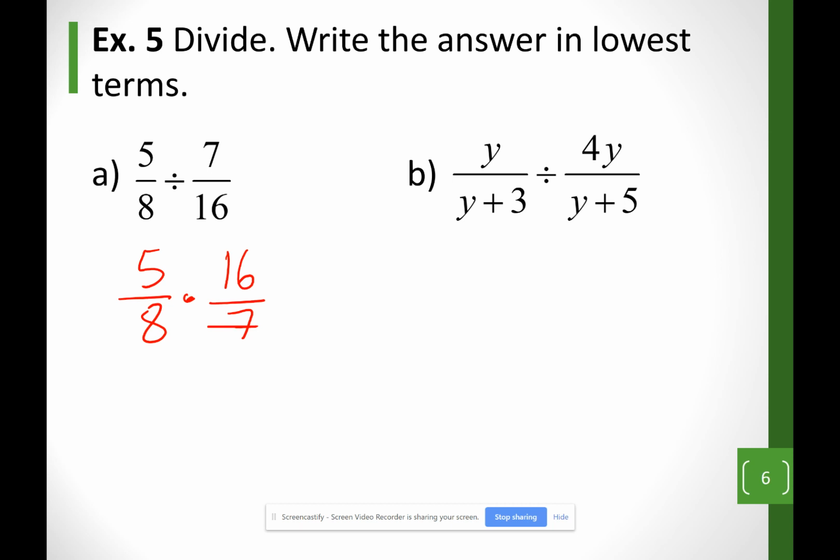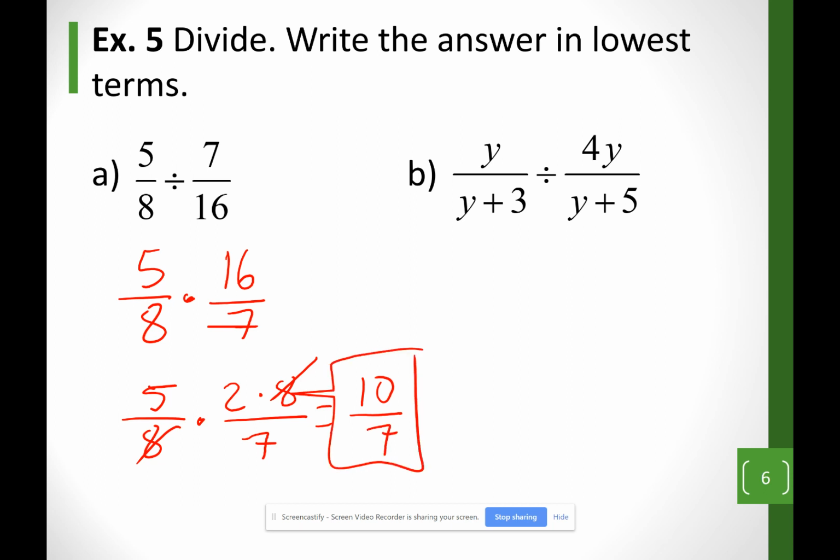Now here, my 5 over 8, I'm going to simplify it as 5 over 8. 16 over 7, I'm going to do that as 2 times 8 over 7. I split up my 16 because I cancel out the 8s. There's nothing else I can do. Now I have two factors on the top, 5 and 2. I'm going to call that 10 over 7. Right? Combine the factors if you can.